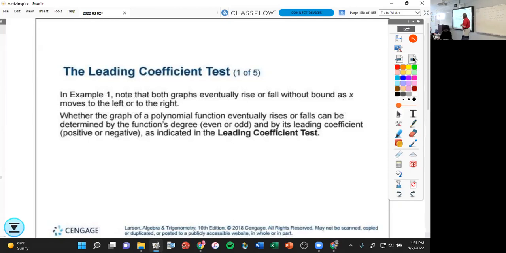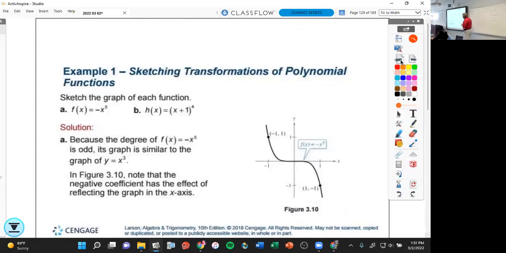To determine whether it's going to rise or fall, we have to look at the function's degree to determine if it's even or odd, and look at the leading coefficient, whether it's positive or negative. I'm going to go back to the graphs real quick. This was the graph of x to the 5th. Well, let's reverse that. The degree is odd. I'm not going to call it an odd function. The degree of the function is odd. Because the degree of the function is odd, what are the ends of this one doing?